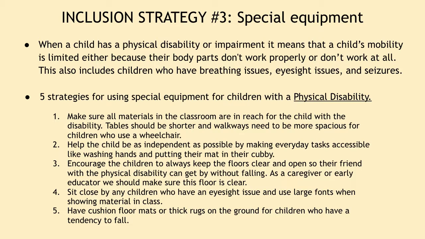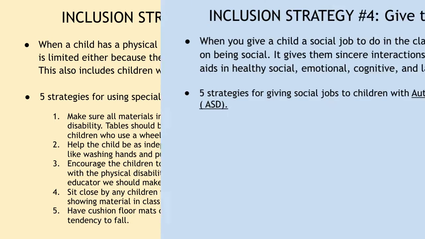The fourth one is sit close by any children who have eyesight issues, or get them to sit by you, and use large fonts when you're showing any kind of materials in class. And have cushioned floor mats or thick rugs on the ground for children who have tendencies to fall. Because it's okay to fall, but you just don't want to get hurt.